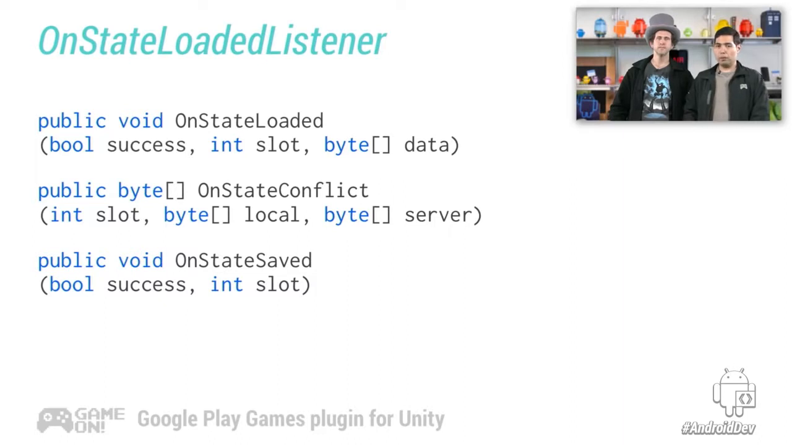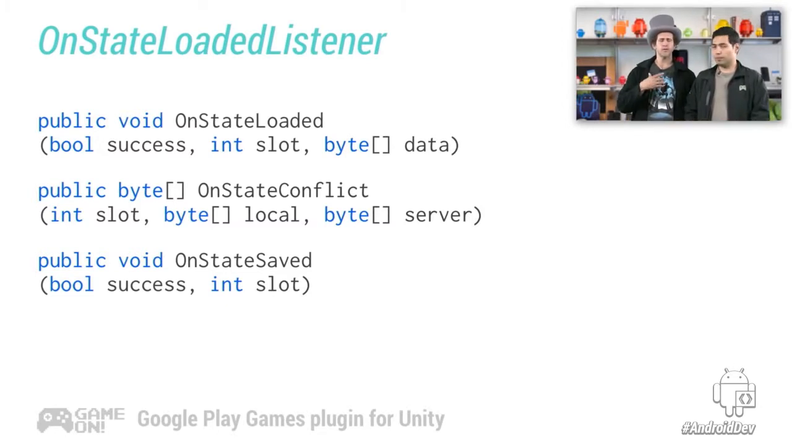And onStateConflict is going to be called whenever there's a conflict. A conflict happens when, for instance, one device tries to save one state and then a different device tries to save a different state. This is where you want to merge the two states and return the combined progress of the user so that the user doesn't lose any progress. So if they unlocked level A on one device and then level B on a different device, the result you want is that the user has unlocked levels A and B, and not one or the other.